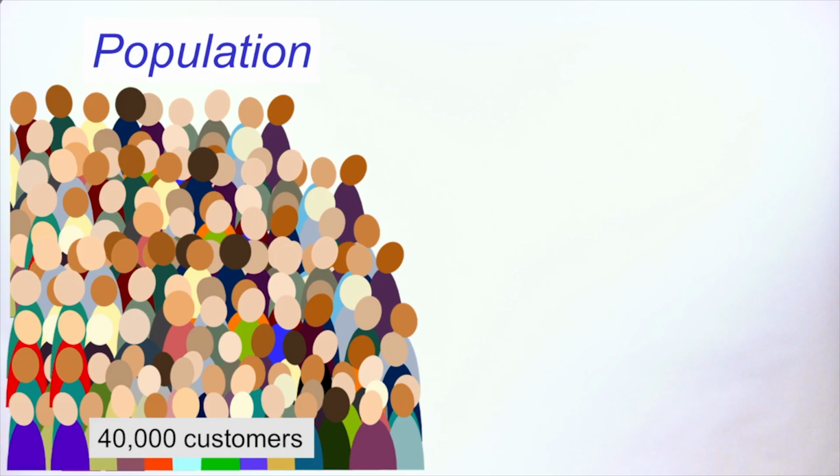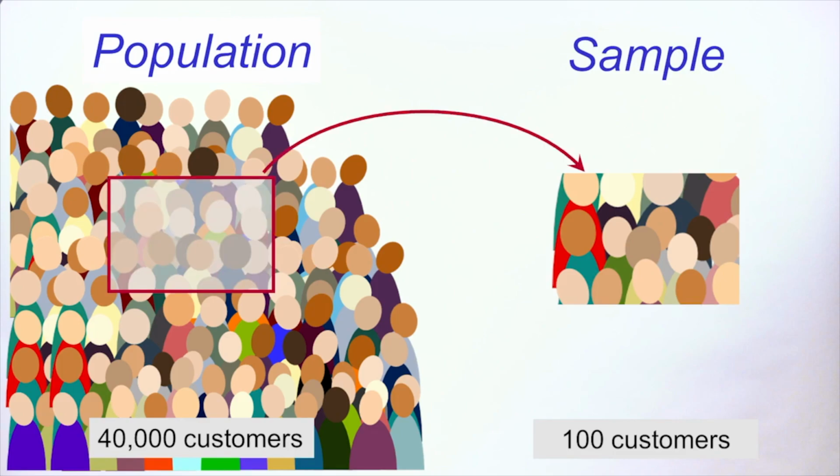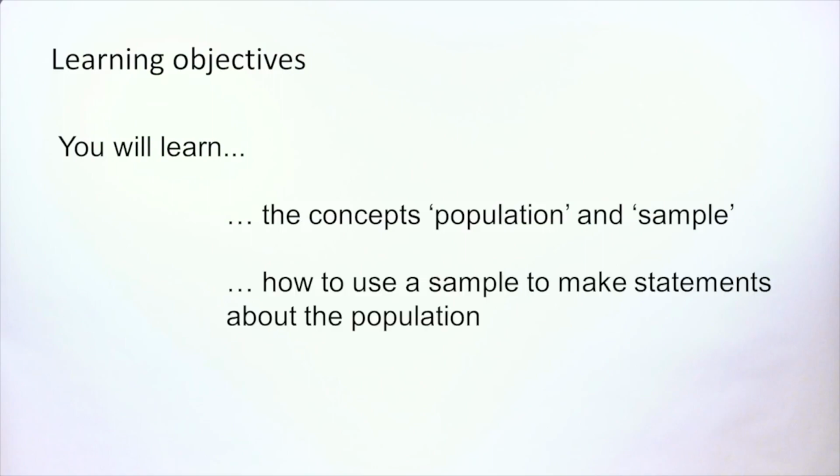To answer this question, you can select just a small group of, say, 100 customers to ask this question. In statistics, this small group is called a sample. This sample is selected from the whole group of all customers called the population. And this is the topic of this video. I will teach you the concept of population and sample. Furthermore, I will show you how statisticians use a sample to make statements about the population.